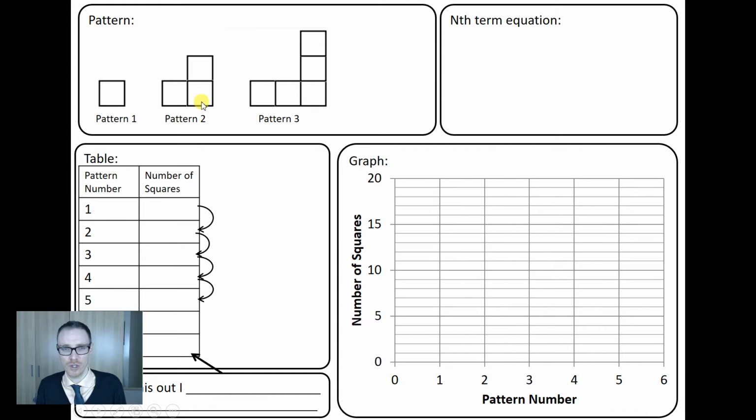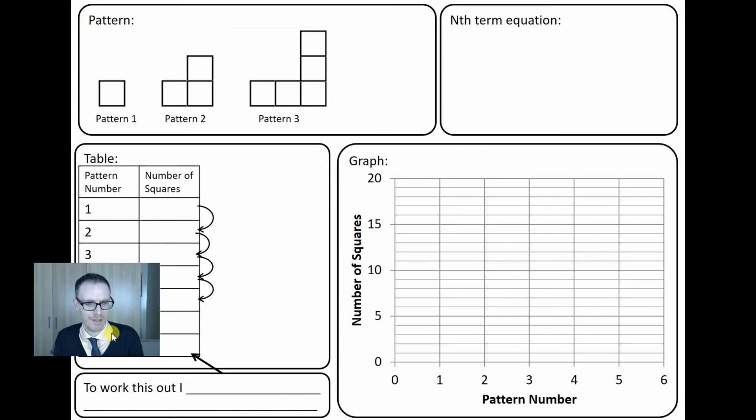They'll be asked to perhaps colour in to see what stays the same, what's constant throughout it, what changes throughout it. Therefore, what's the nth term equation? Can they use that to fill out the number of squares? Where does the graph come into play? And then how would they work out the 1000th?